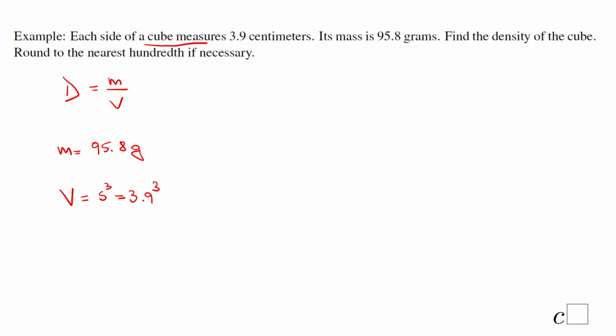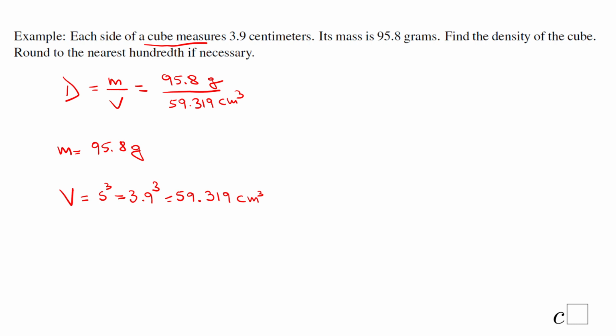I'm going to grab a calculator and do this math. 3.9 to the third power, and I end up with 59.319. Let's put a unit. This is going to be cubic centimeters. So now we can go back to this formula and we have the mass 95.8 grams over 59.319 cubic centimeters. So again, a calculator will be very useful here.